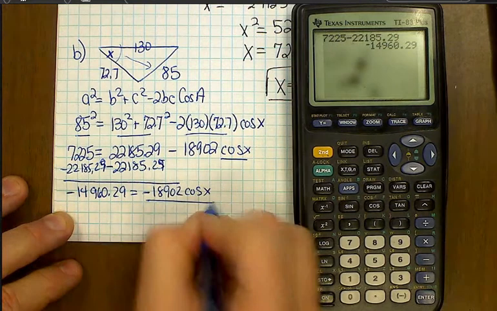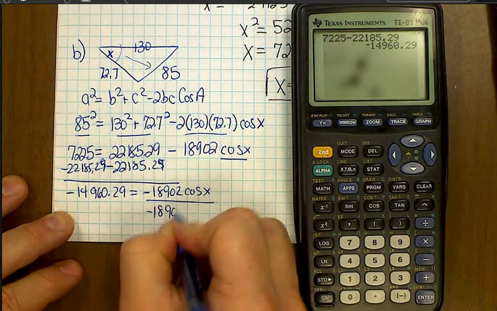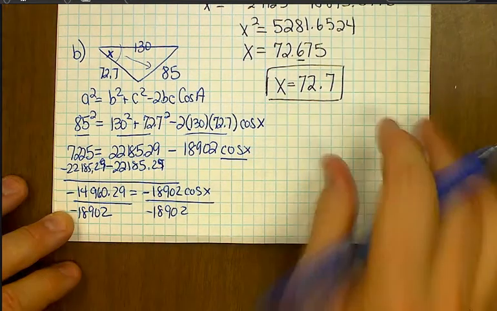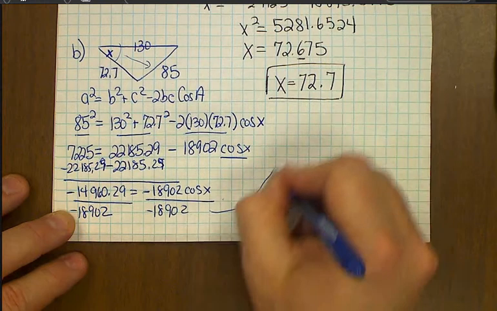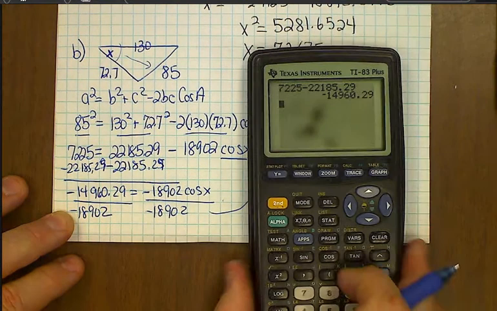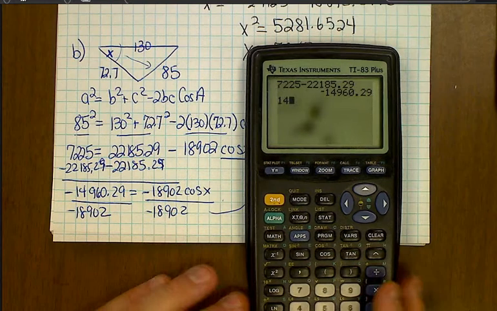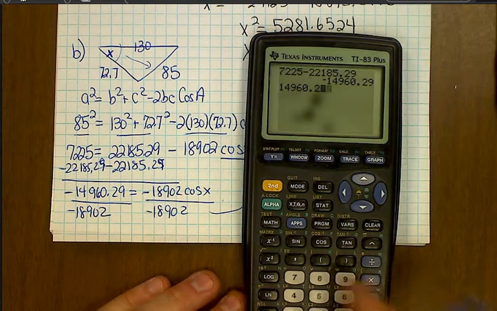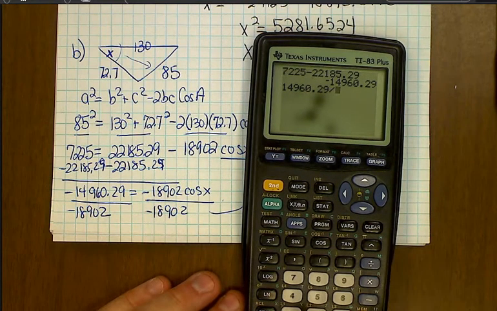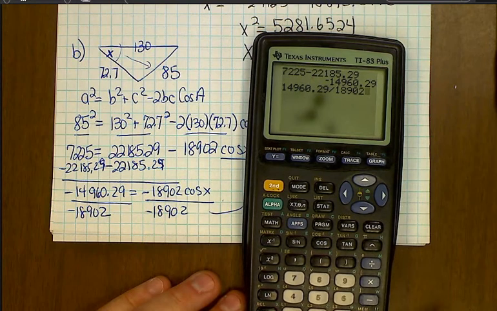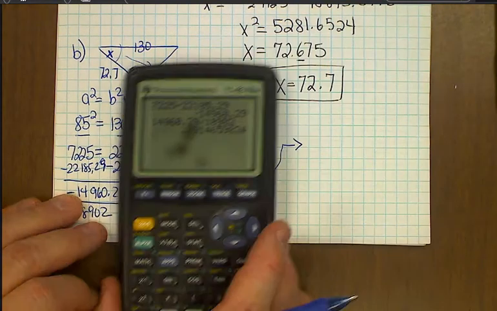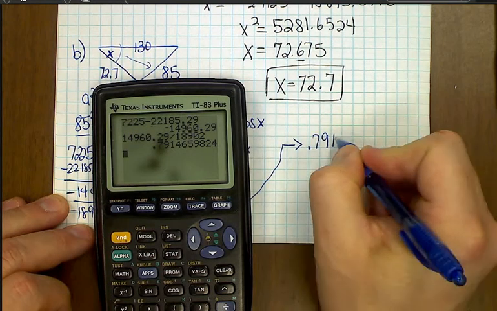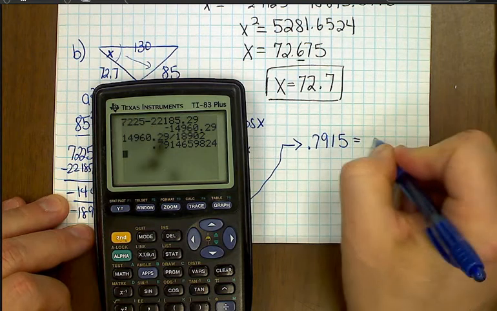I'll divide by that negative 18,902, negative 18,902. And I'm going to jump to this side and carry this up over here. So when I do that, negative divided by negative is positive, so I'm not even going to worry about that. So now I'm going to get that decimal point, 0.7915, bring it at least 4 decimal places, is going to equal cosine x.